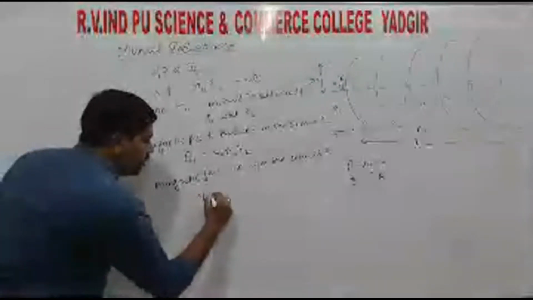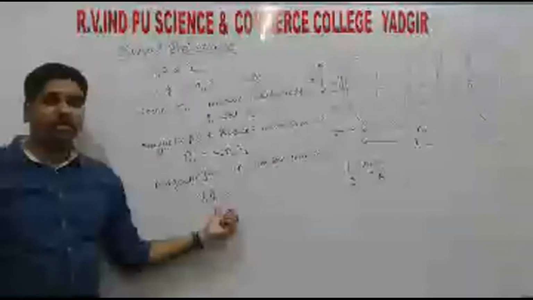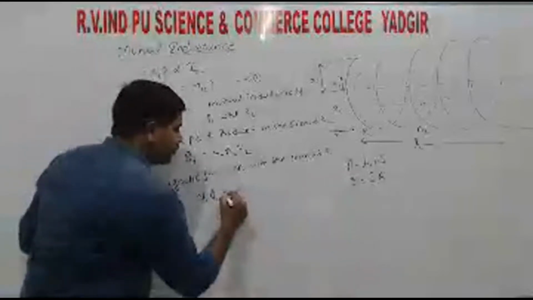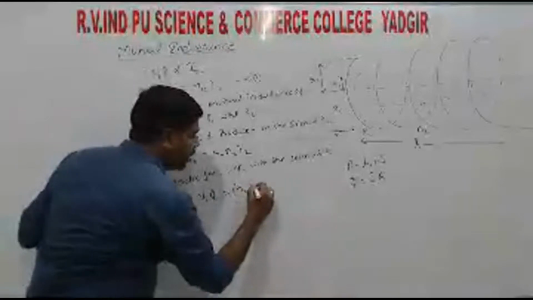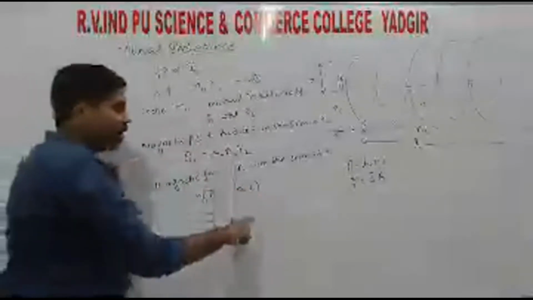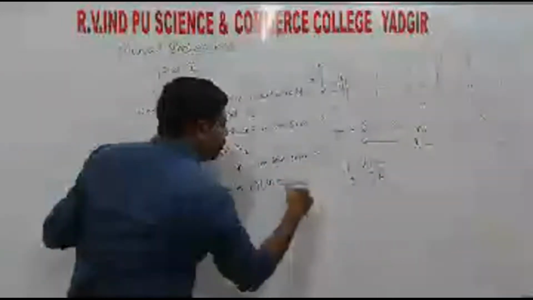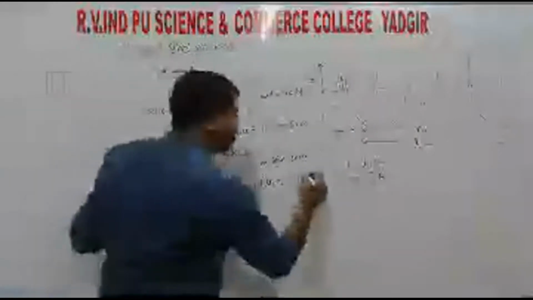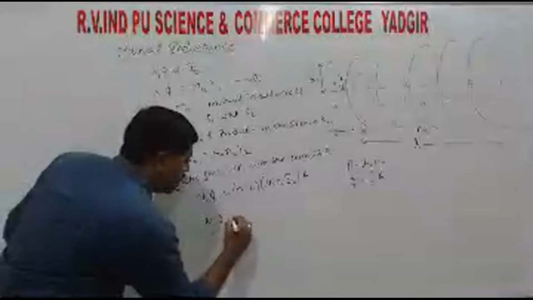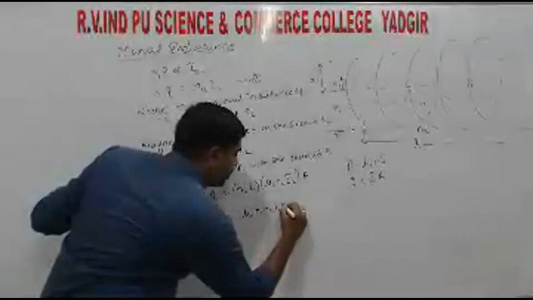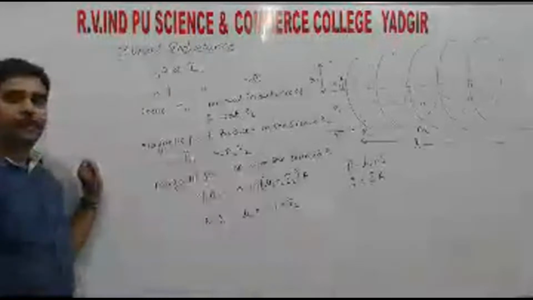So N1 phi 1, hence we take N1 phi 1. Which flux is linked? B2 flux is linked, right? So N B A, right? So N1 into L. Why? Because we have N number of turns, so hence we take into L, right? Into B, so B is mu naught N2 I2, right? And again the area A. So from this, N1 phi 1 is equal to mu naught N1 N2 L A I2, right?